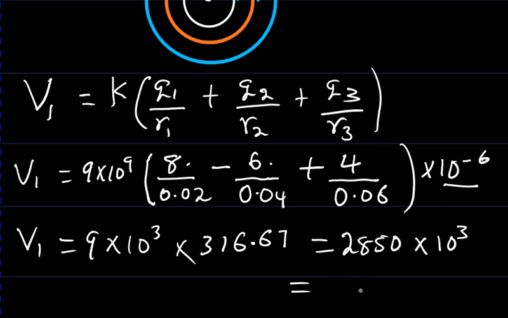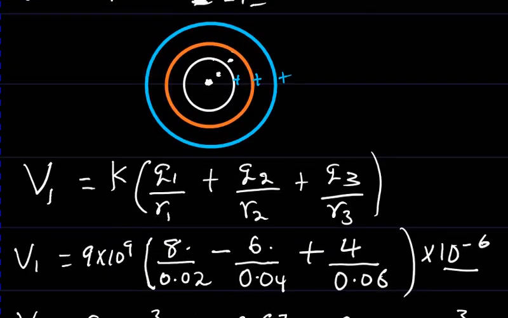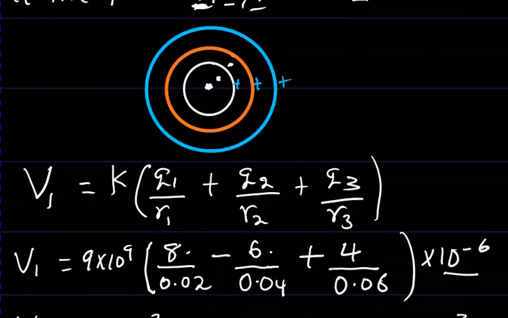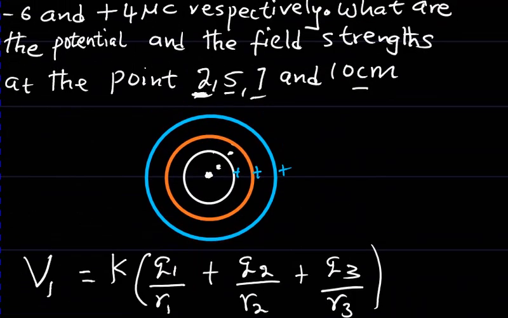Okay, so you can just write it this way. This is kilo. I can just put 2850 kilo. You can express it this way, kilovolts. All right, that is it for V1. What of V2?